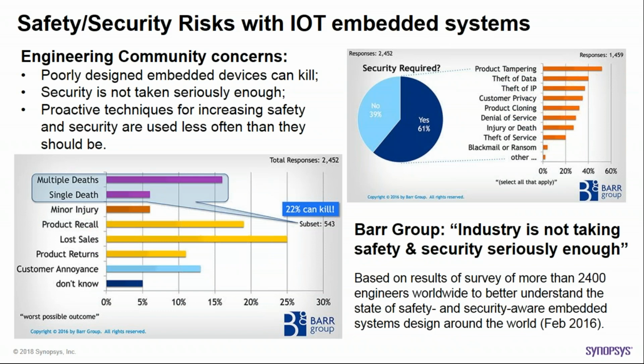In 2016, the Barr Group did a survey of engineers who are producing these IoT embedded devices. And this was a survey of over 2,400 engineers from around the globe from companies who produce these. The survey found that engineering community concerns are that poorly designed embedded devices can kill. And they're saying that about their own products. Security is not taken seriously enough. Proactive techniques for increasing safety and security are used less often than they should be. And this is coming from those who know that they could be doing more, but they're not in the environment within the companies that allows them to take advantage of the safety and security practices that could be used within the development lifecycle itself.